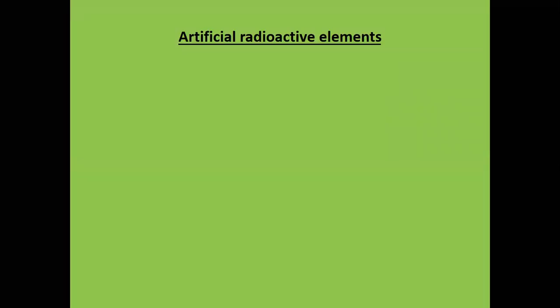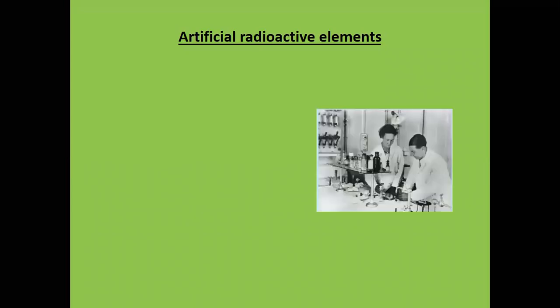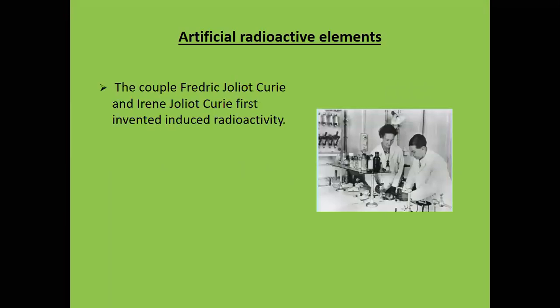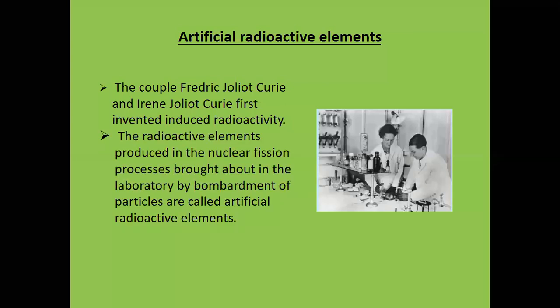Artificial radioactive elements. The couple very important in radiophysics are Frederick Joliot Curie and Irene Joliot Curie. They were the 2 important persons who discovered induced radioactivity, meaning artificial. The radioactive elements produced in the nuclear fission process, brought about in the laboratory by bombardment of particles, are called artificial radioactive elements.